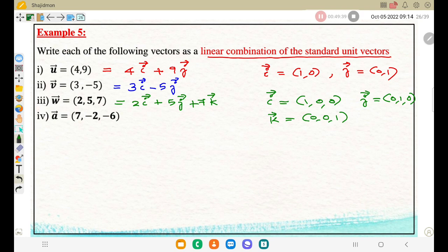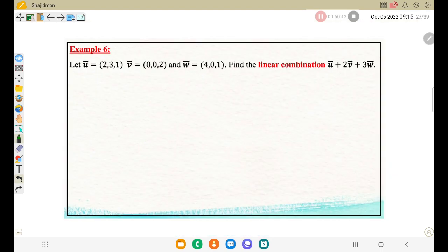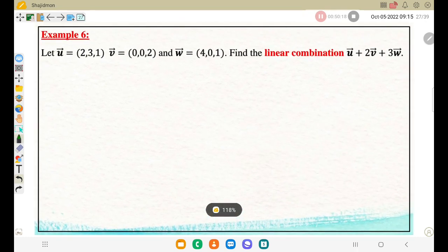So I hope you understood how to write a vector as a linear combination of standard unit vectors. Now here, this one: first number 7 multiplied by i, minus 2 times vector j, minus 6 times vector k. Where i, j and k we need to mention, because plane and space are different. So we need to write what is i, what is j and what is k. So I hope you understood the ideas in the first section 1.1, correct? Now we will go to the exercise questions one by one from all these ideas. Before that we will do one example, then we will go to the exercise.